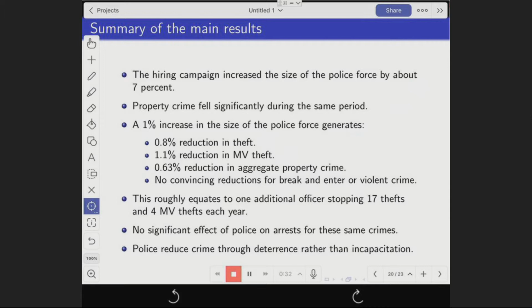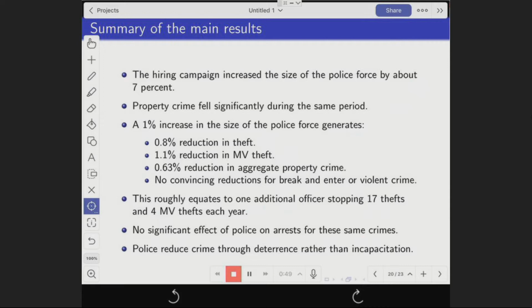So if you convert the percentages roughly into real numbers, this means that one additional officer stops about 17 thefts and 4 motor vehicle thefts a year, at least back in the early 2000s. No significant effect of police on arrests for these same crimes.